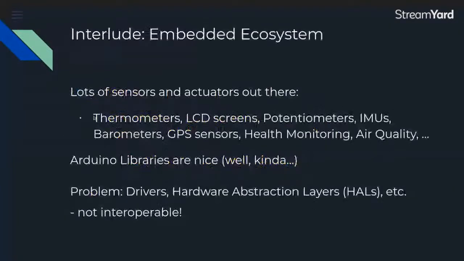So let's have an interlude and look at the embedded ecosystem just so that everybody's on the same page. Out there, maybe you saw on Amazon or somewhere on Chinese websites, there are so many sensors for basically anything that can be sensed. And all of them are pretty cheap. And the hardware is usually pretty awesome. I have only very few experiences with hardware not really working. And I got a lot of sensors.